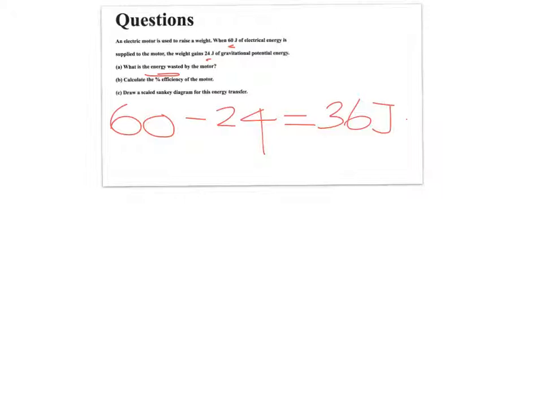Now, for part B, we've got to calculate the efficiency of the motor. If you remember back to the previous question, the formula that we need to use is looking at the useful energy which is transferred. In this case, that's the 24. And that's divided by the total energy that was put into the system, which was 60. To make it into a percentage, we multiply by 100.